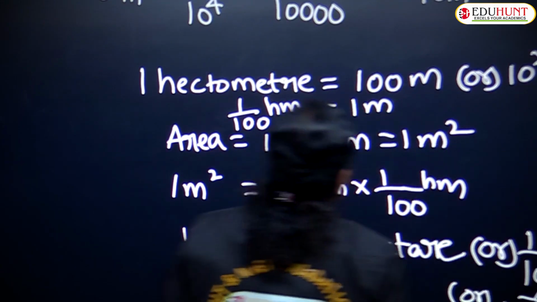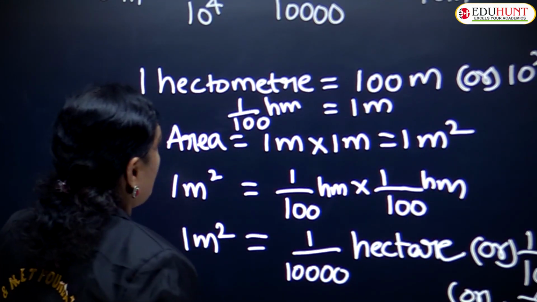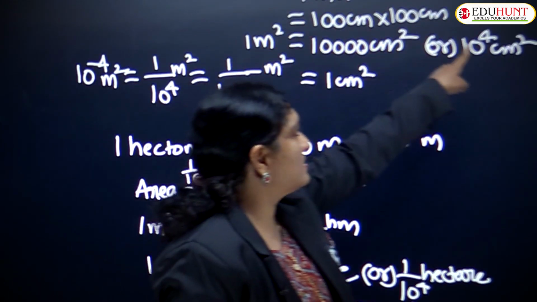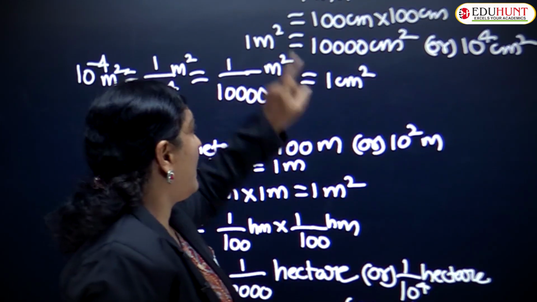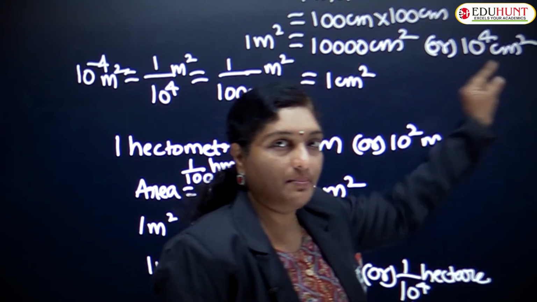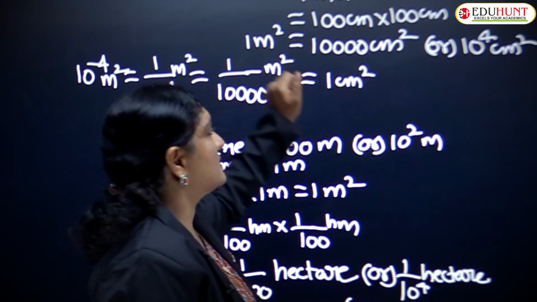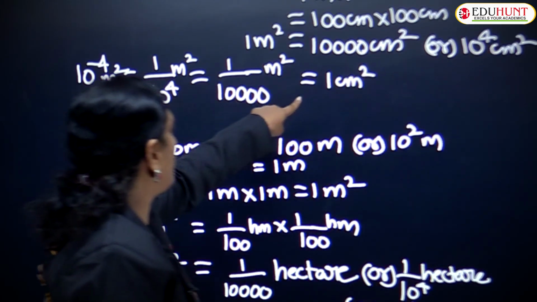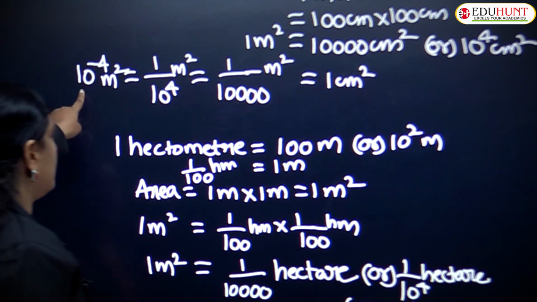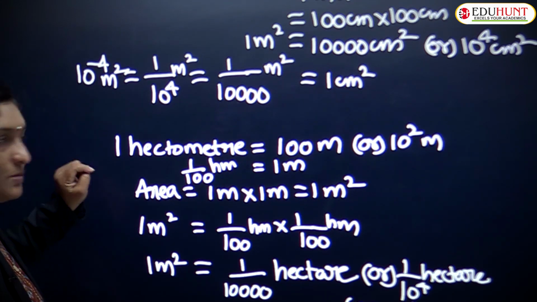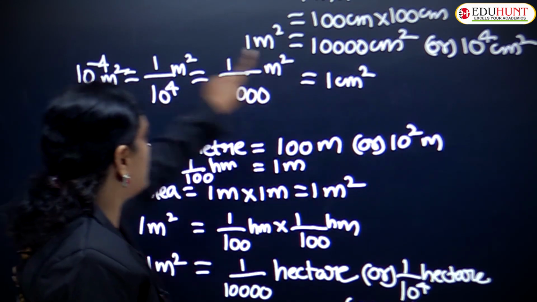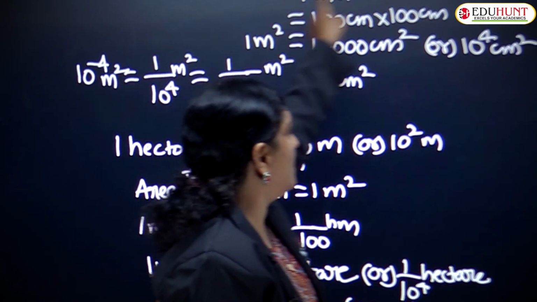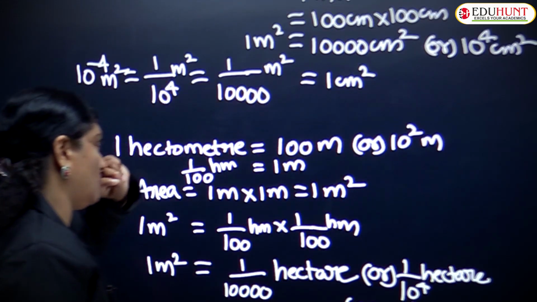Just let us recall back. Here we wrote 1 meter square as 10 power 4 centimeter square. Among meter and centimeter, centimeter is the sub-multiple, meter is the multiple. So, 1 centimeter square is nothing but 10 power minus 4 meter square. I repeat, 1 centimeter square is equal to 10 power minus 4 meter square, whereas 1 meter square is equal to 10 power 4 centimeter square.